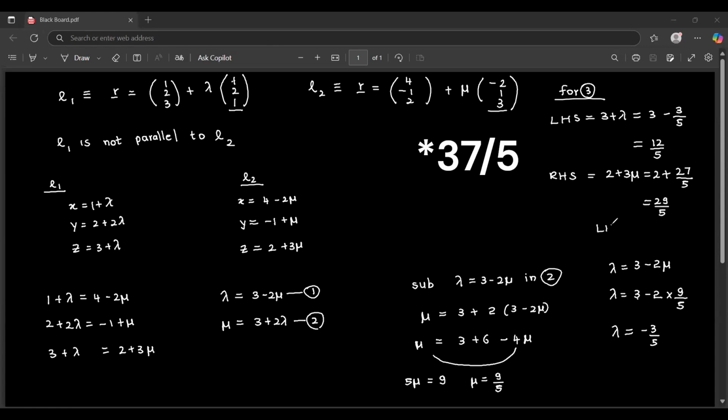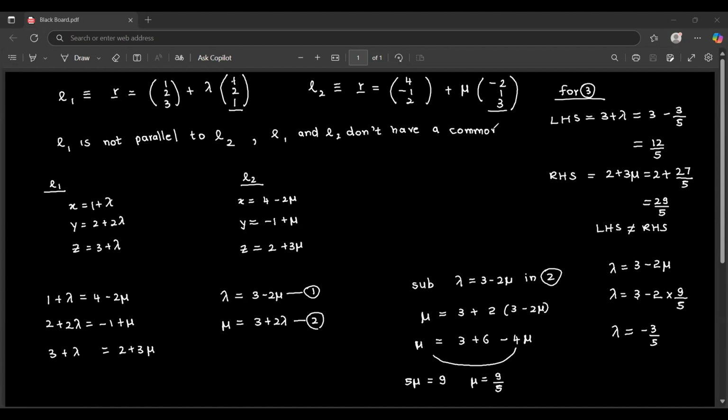So LHS is not equal to RHS. It implies there is no intersecting point. L1 and L2 don't have a common point. Therefore, they are skew lines. So this is it.